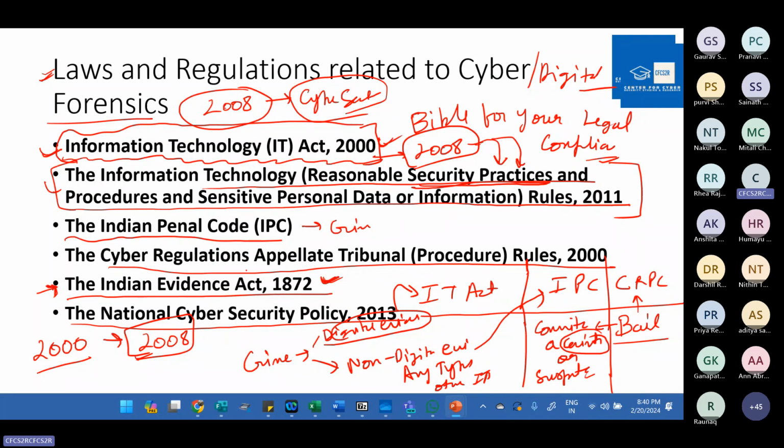Then we have the National Cybersecurity Policy 2013. So in total, there are around six rules, acts or policies that you need to study. This is a task for you people. What is the first task that I have given? Who will tell me what tasks I gave you in the previous slide?